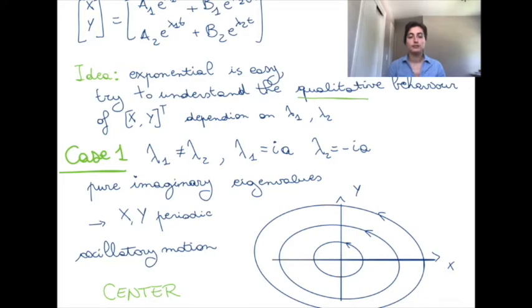Let's look at a case in which they are different. So lambda 1 is different than lambda 2, but they are both purely imaginary. So lambda 1 is an imaginary number times a, and lambda 2 is minus the imaginary number times a. With pure imaginary eigenvalues, x and y are periodic, and you have an oscillatory motion around the equilibrium that we started with. We call this situation a center.